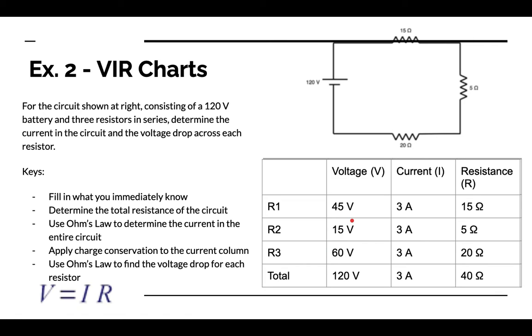So if we check here, we can again see that 45 plus 15 plus 60 gives us 120. So we can see that Kirchhoff's rule is satisfied, that conservation of energy is satisfied in this specific case.